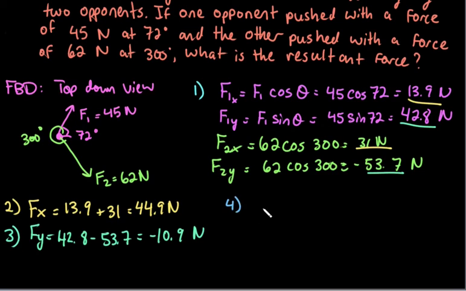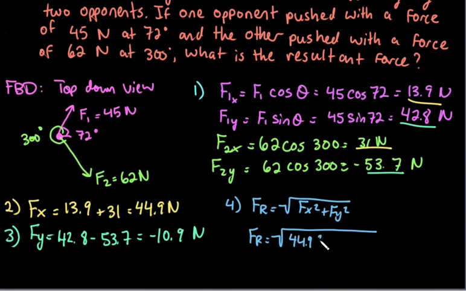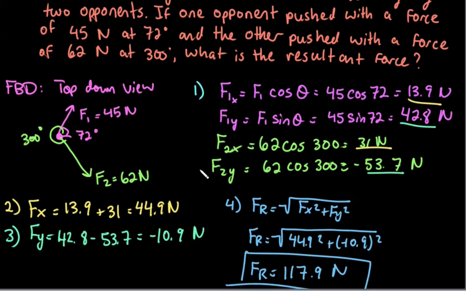So the last step is we're going to find our resultant force. So let's plug in everything here. It is going to be 44.9 squared plus negative 10.9, that needs to be put in brackets, squared. Now, when you go ahead and you calculate all of this, you will end up with the resultant force of approximately 117.9 newtons.